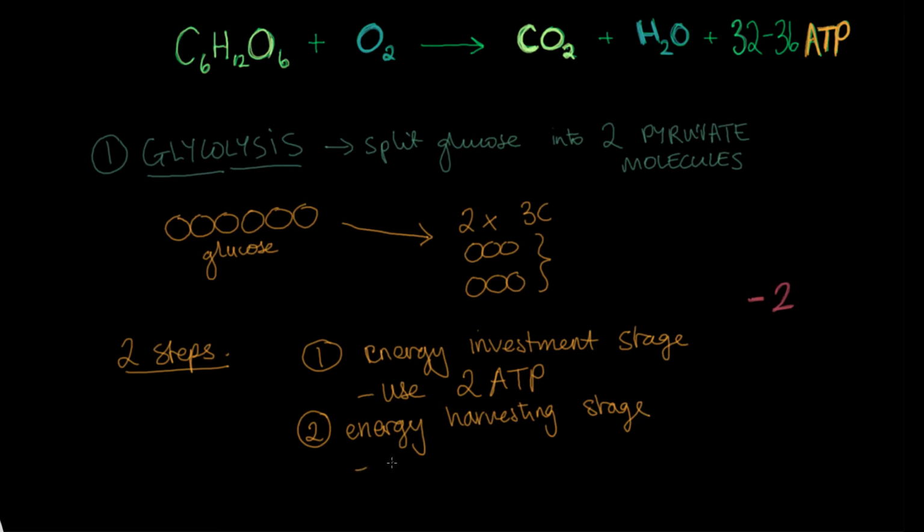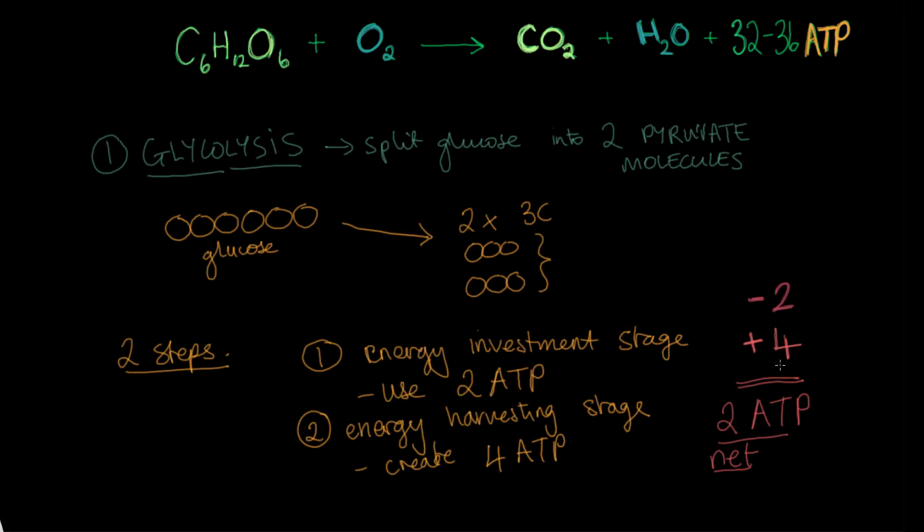And this is going to produce 4 ATP molecules. Okay, so now we've got plus 4 ATP molecules. So overall, glycolysis is going to produce 2 ATP. And we say this is net ATP. So net ATP refers to accounting for the ones that are used and the ones that are produced.